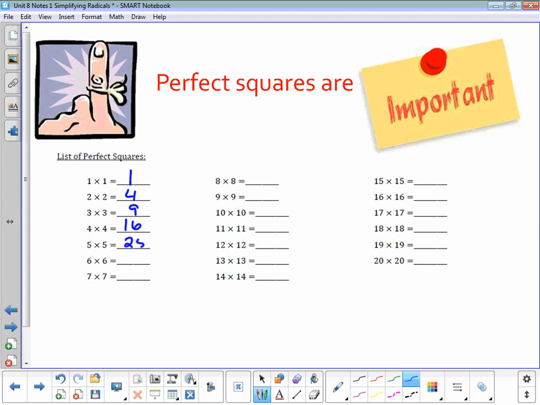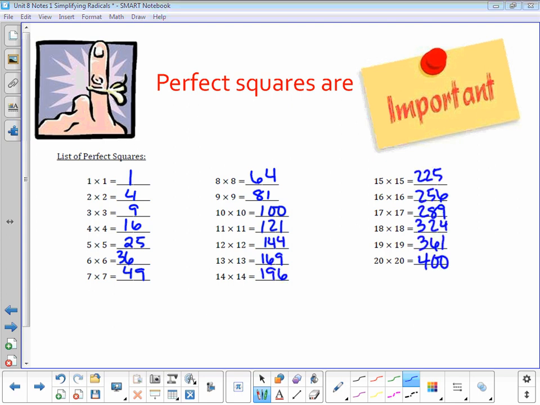And I can keep going and make my whole list. So I want you to see if you can pause the video at this point and finish off the perfect square list. All right, so here's my finished off list of perfect squares. And again, these are going to be really helpful for us to recognize when we start simplifying radicals.